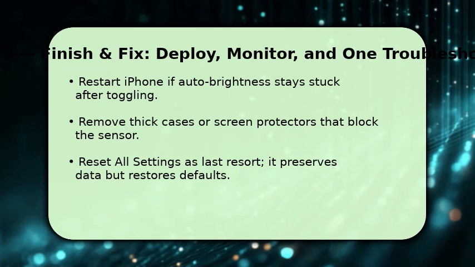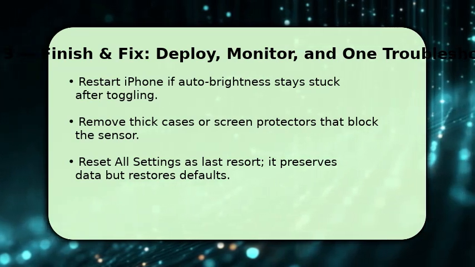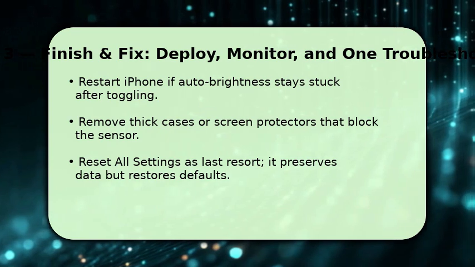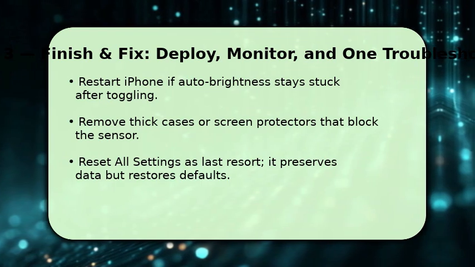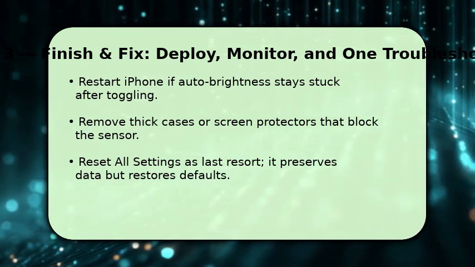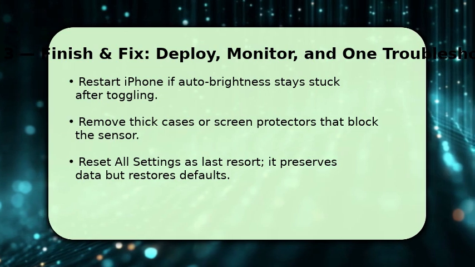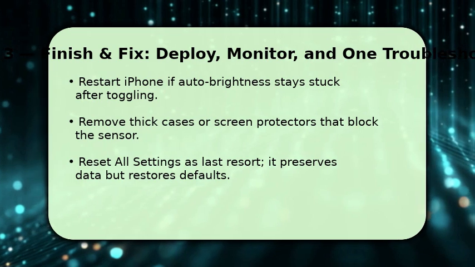To finish, restart your iPhone if auto brightness seems unresponsive. Reboots often clear sensor glitches. Make sure your case or a screen protector isn't covering the ambient light sensor near the front camera, because obstruction causes incorrect readings. If problems persist, go to Settings > General > Transfer or Reset > Reset all settings.